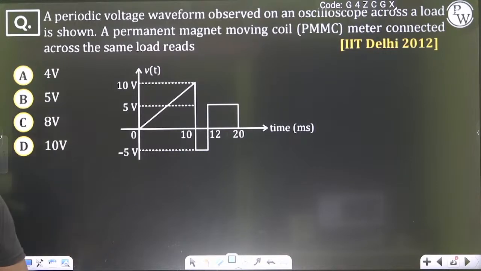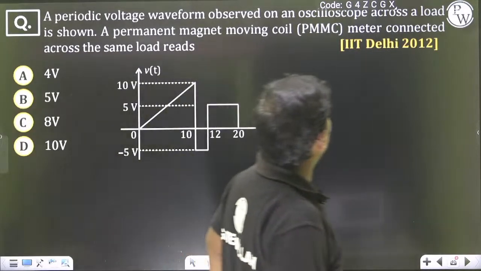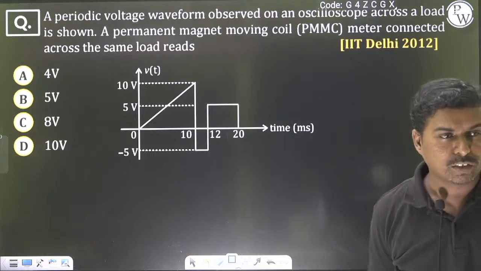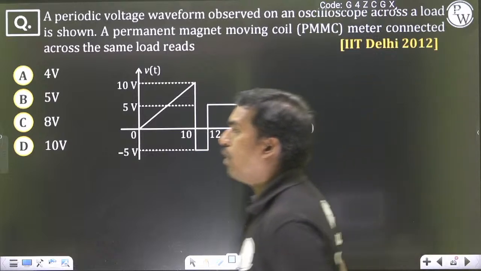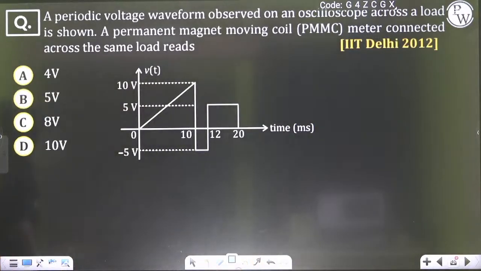How to answer this question? A periodic voltage. In the question, a periodic voltage waveform observed on an oscilloscope across a load is shown. A permanent magnet moving coil meter connected across the same load reads what? So this type of waveform related questions are given. How to solve this type of waveform related questions?